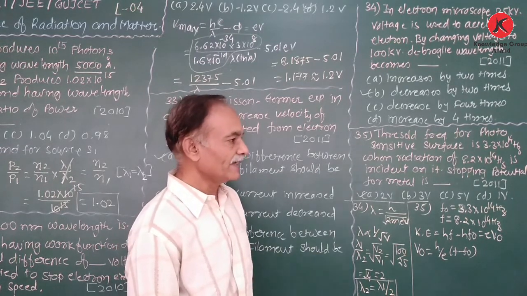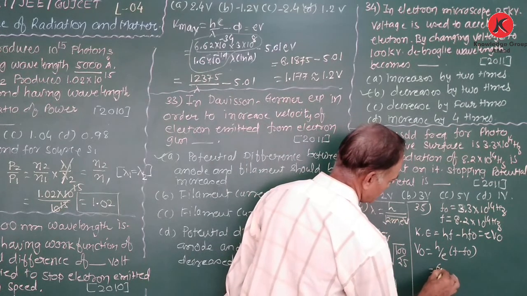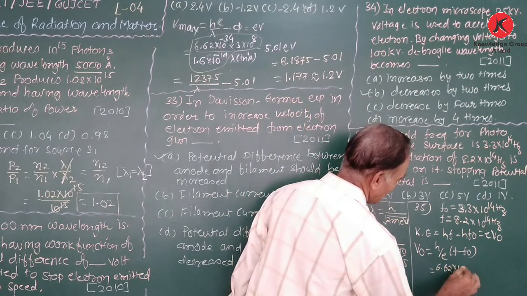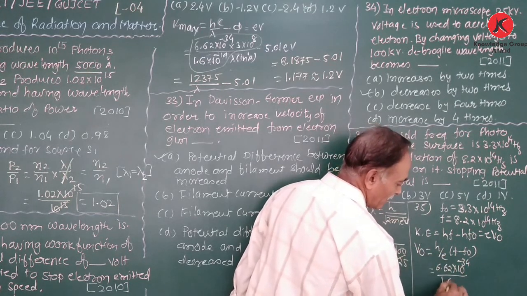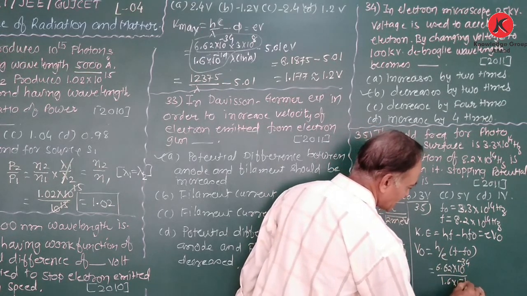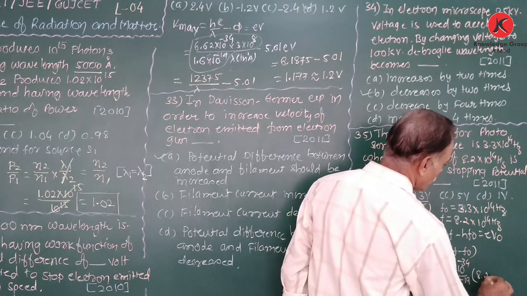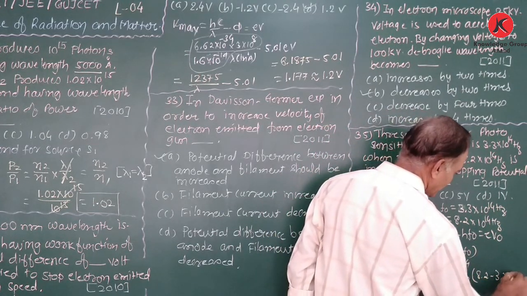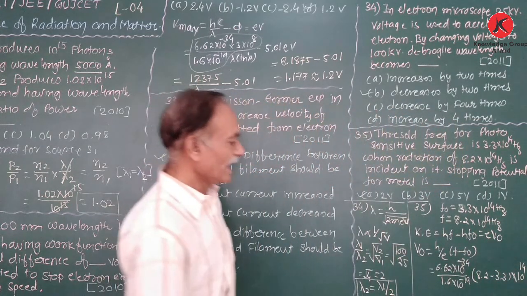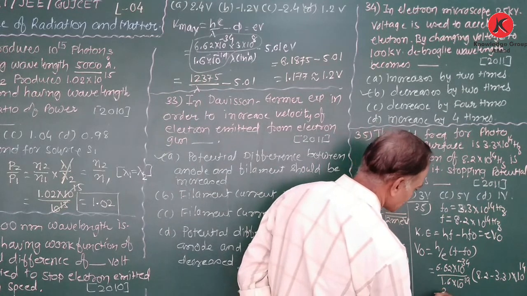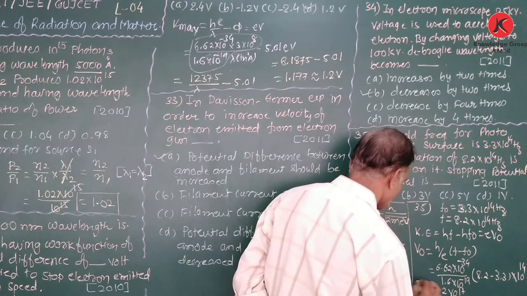Now we substitute the values. h is Planck's constant, 6.62 × 10^−34. Charge of electron, 1.6 × 10^−19, into bracket, f is given as 8.2 minus 3.3, into 10^14. So we obtain the answer as 2 volt. That is the stopping potential required.